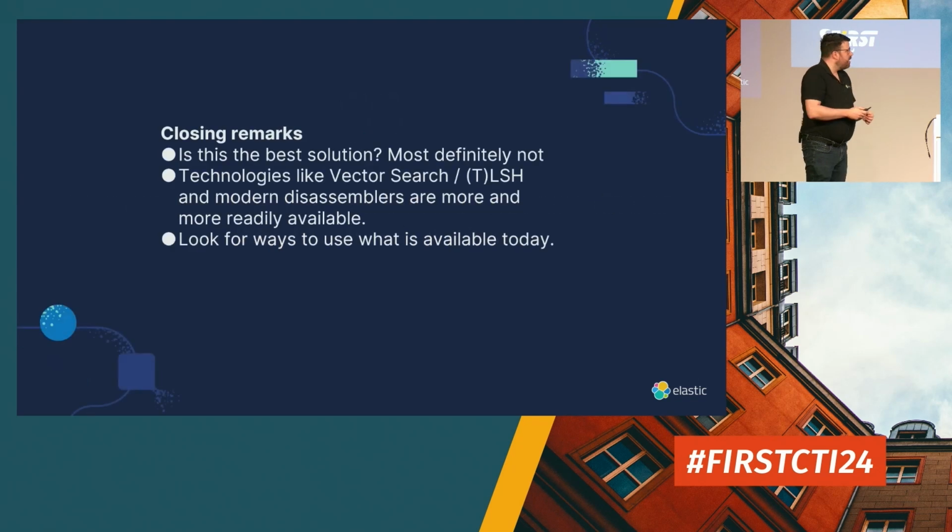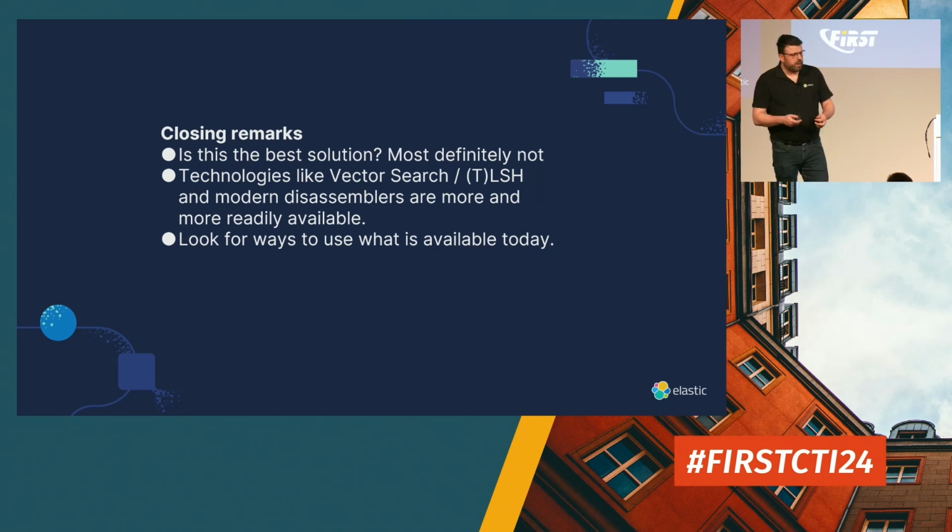Some closing remarks. Is this an actual good solution? No, definitely not. Why am I talking about it? Well, the thing is, Vectorsearch was made with the idea to support AI applications. But it's not the only use case that you can use it for. TLSH was developed to look at files, big chunks of data, not functions. There are different LSH algorithms available. Ghidra now comes with BSim. There are different algorithms, I can't think of a few names now, but they might be more efficient. I haven't looked into them yet.